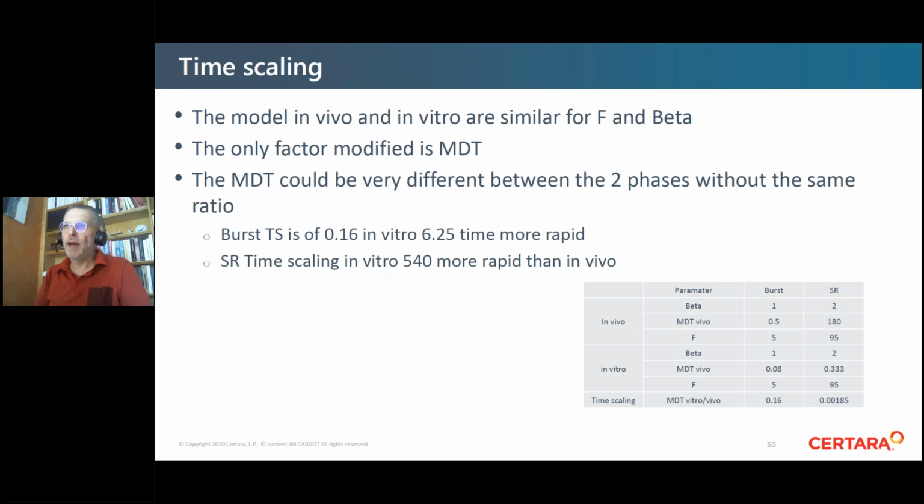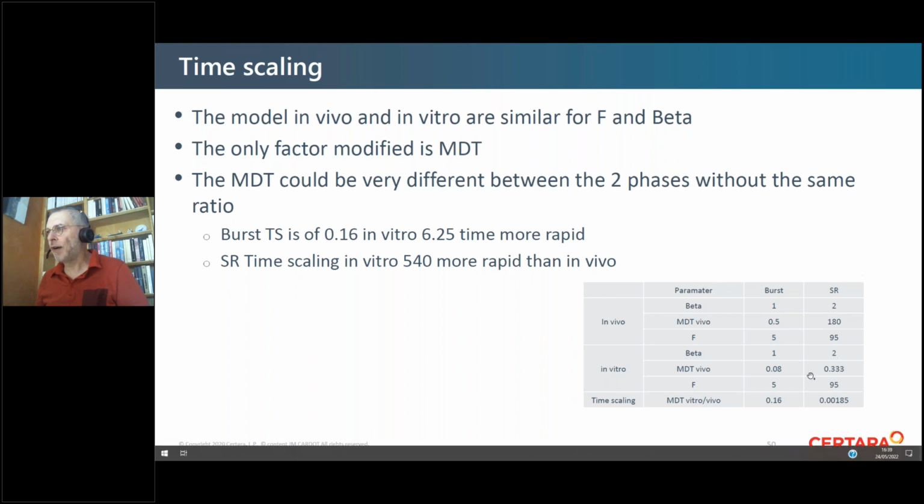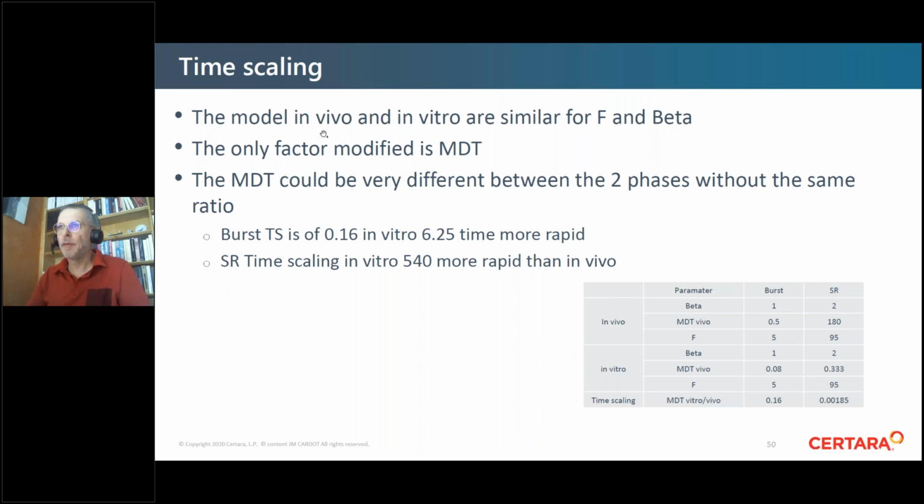So what do you have in this case? If in vivo and in vitro you have the same beta and you have the same F, but the MDT were changed, your time scaling is going to be nothing more than the direct ratio between the two MDTs. So that is something which is quite interesting. You can see in this case that the time scaling that you have for the burst is totally different than the time scaling that you have for the slow release part.